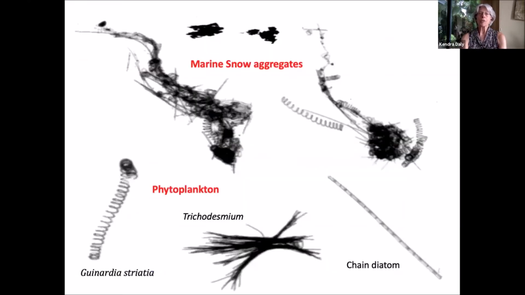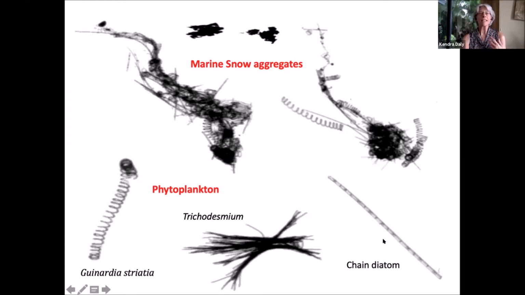I wanted to show you some more images of marine snow. People have often asked me, can we tell what the composition is of the marine snow? As you can see, with some of these smaller marine snow aggregates, you really can't see much detail. But the larger ones, we can certainly tell that there's a variety of phytoplankton cells that have stuck to these aggregates. Guinardia is easy to see.